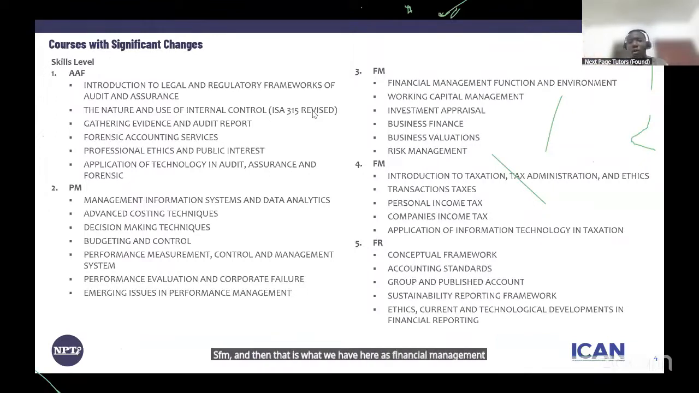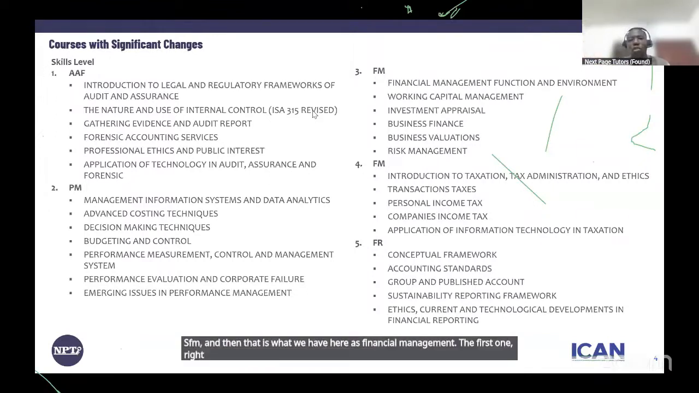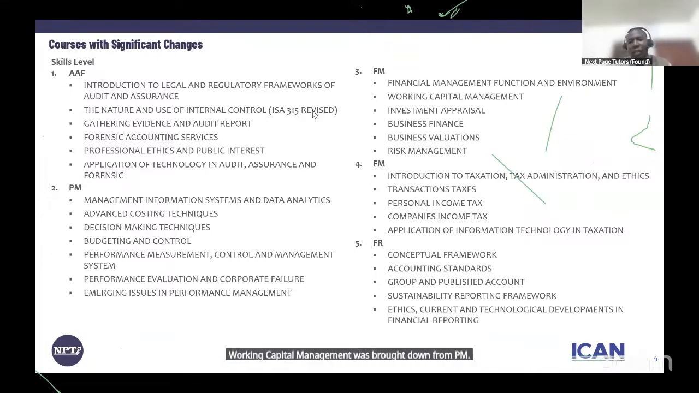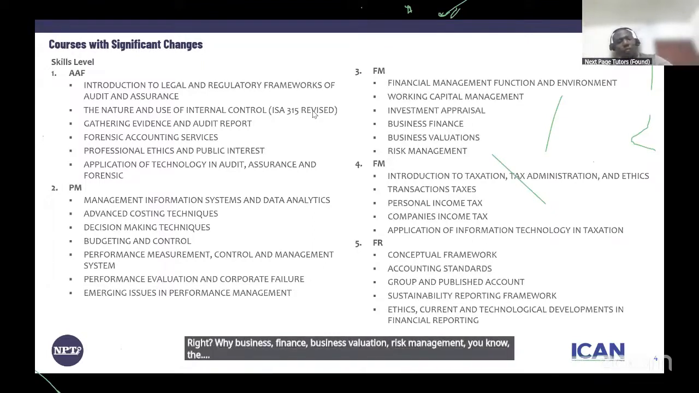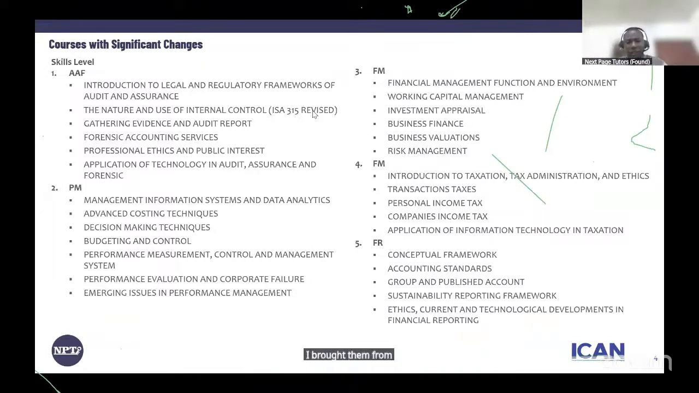The first one, financial management function and environment, that's the introduction. Working capital management was brought down from PM. Investment appraisal was brought down from PM, right? While business finance, business valuation, risk management, they are brought down from SFM and all. Right, that's for FM. Then the fourth one is tax, actually, tax.